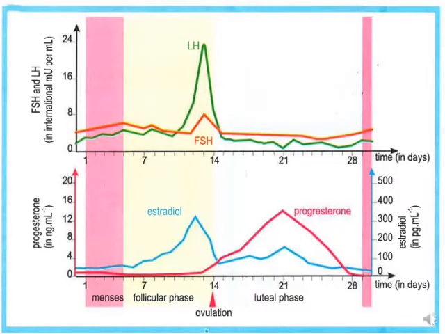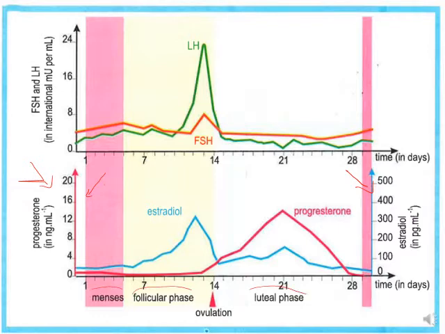So this is a very important graph if you want to analyze it. This graph is showing the level of FSH and LH in mU per milliliter, whereas the second graph is showing the level of estrogen and progesterone. Pay attention. The blue one is for the estradiol and the pink one is for the progesterone. Now we have the phases, the follicular phase, the luteal phase, and here we have the menses or the menstrual cycle.